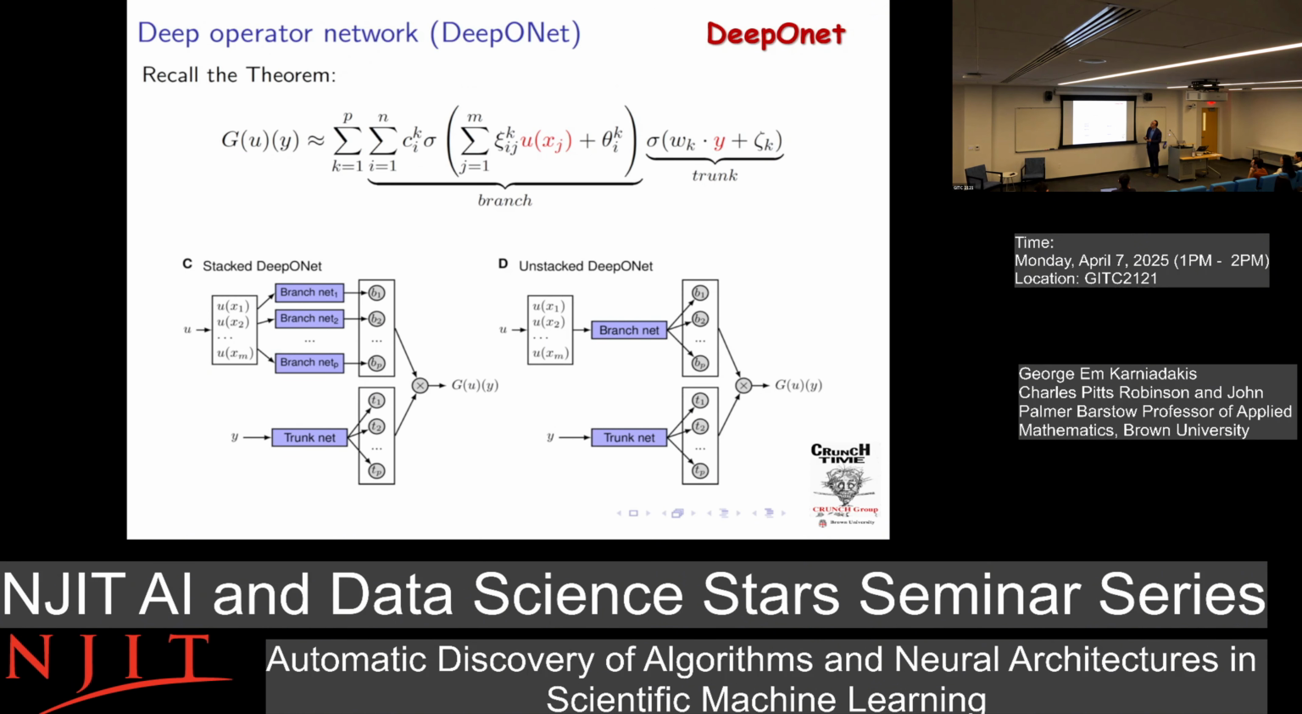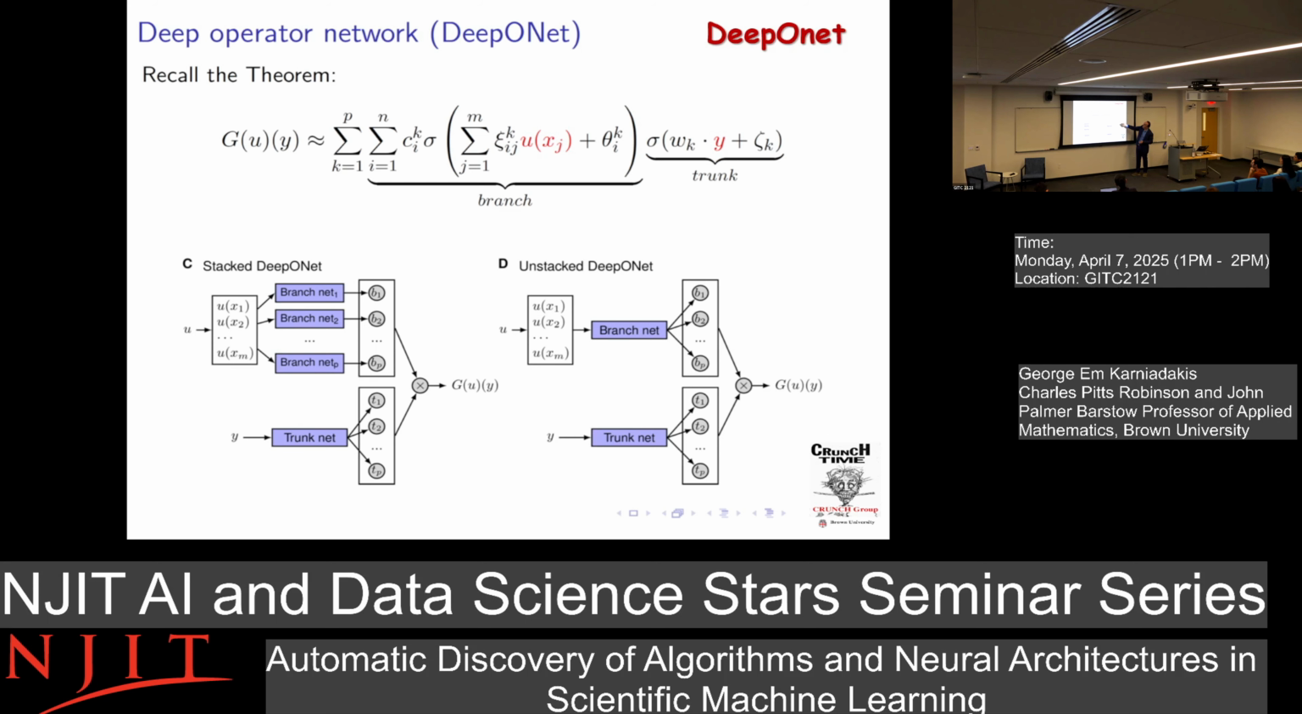So here is a mathematical expression of what we just discussed. The trunk is this part here, which is associated with the output. The output space is characterized by Y. Sigma is my activation function. So this is a shallow network, one hidden layer. And then here is the branch, the input U. In this particular case, we can take U of X and map it to G of U of Y, because that's an operator. U of Y is a function, and G of U of Y is a function of the output.